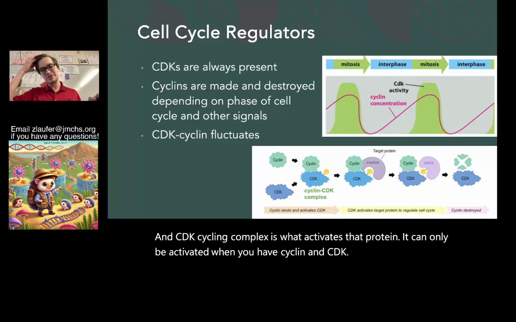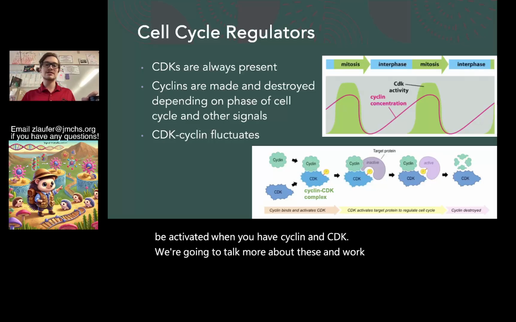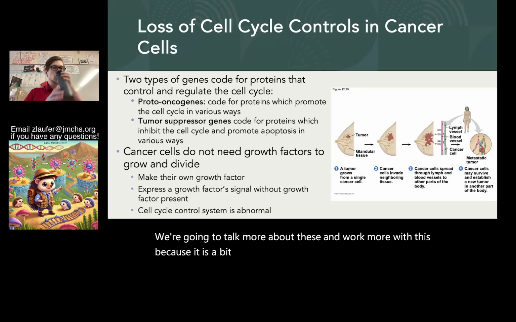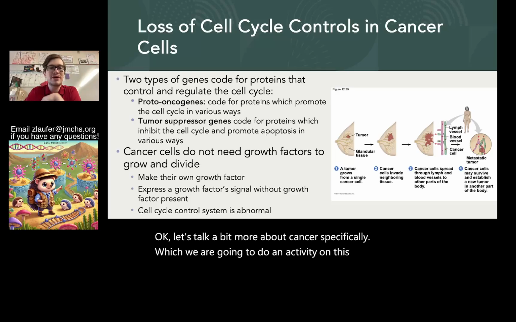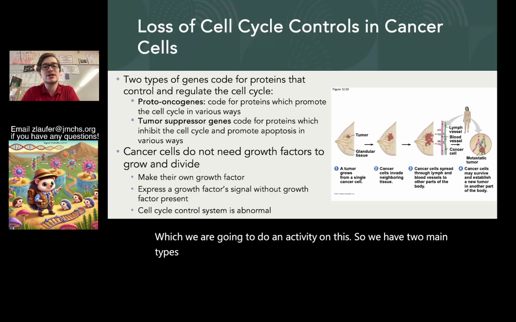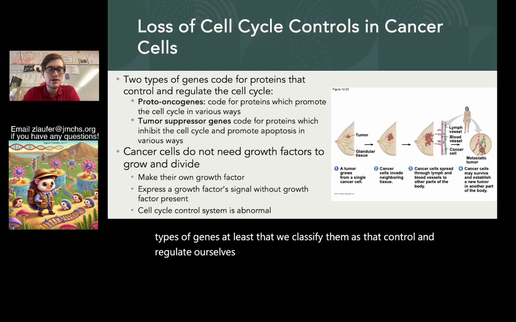We're going to talk more about these and work more with this because it is a bit confusing. Okay, let's talk a bit more about cancer specifically, which we are going to do an activity on. So we have two main types of genes, at least that we classify them as, that control and regulate our cell cycle. The first are called proto-oncogenes, which is a really cool name.